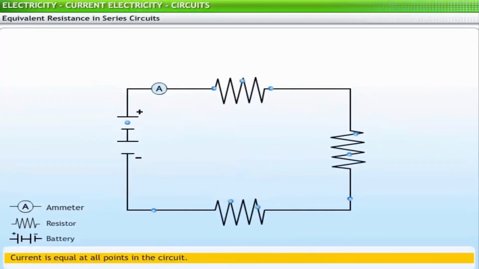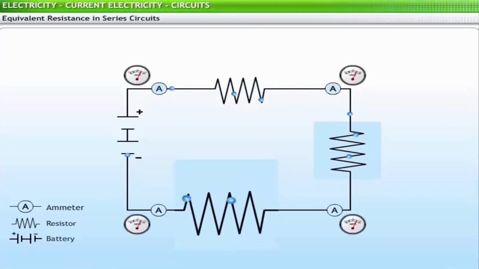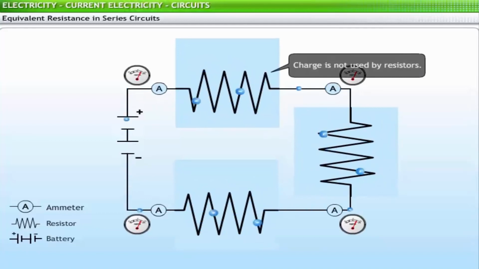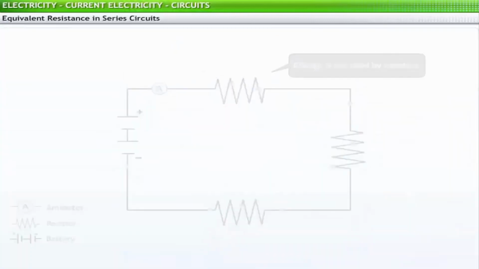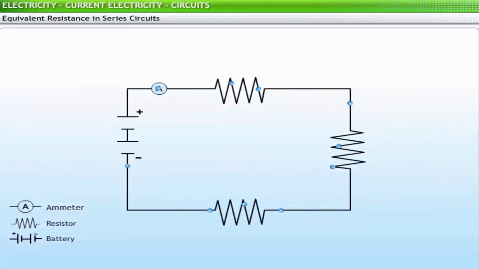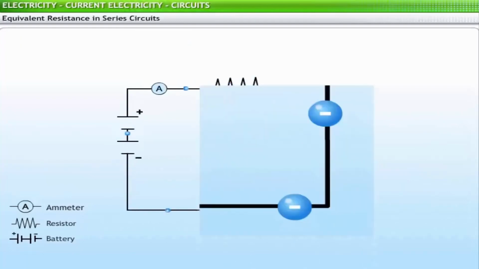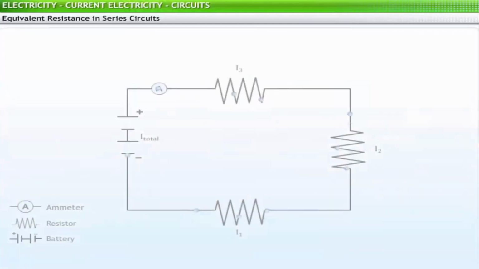The current in a series circuit is equal at all points. Charge does not pile up and begin to accumulate at any given location. Therefore, the current at one location is never more than that at other locations. Similarly, charge is not used by resistors. Therefore, the current at one location is never less than that at other locations. Thus, charges can be thought of as marching together through the wires of an electric circuit, all at the same rate. The amount of current flowing through the circuit is the same at all points.